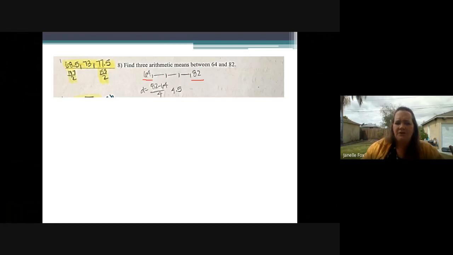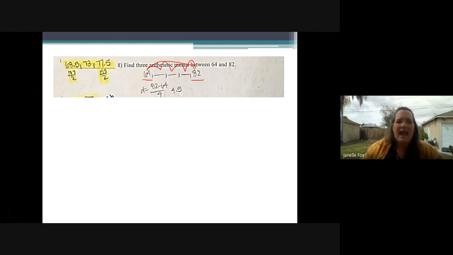You end up doing in the streamlined formula 82 take away 64, the last guy minus the first guy, and then divide by the number of changes or the number of commas, right? So change, change, change, change, or count the commas, doesn't matter. 82 minus 64, all divided by 4, happens to be 4.5. That is my common difference.